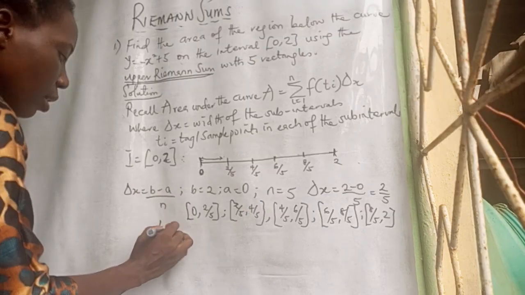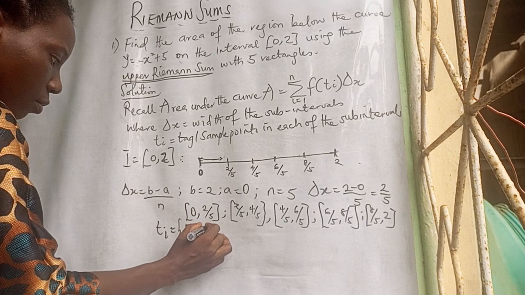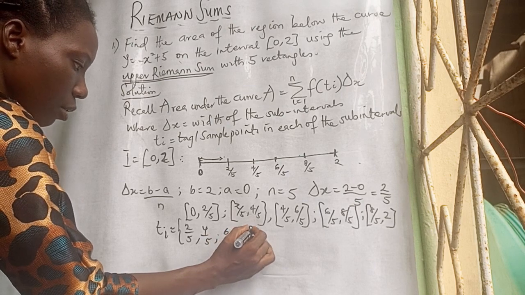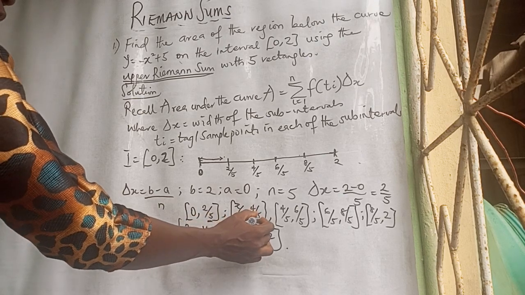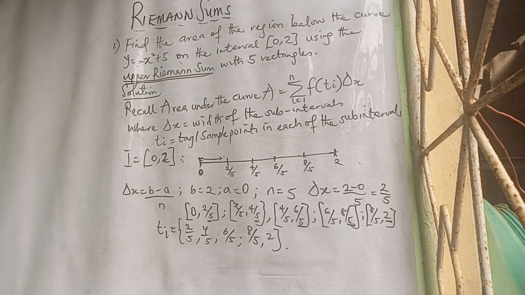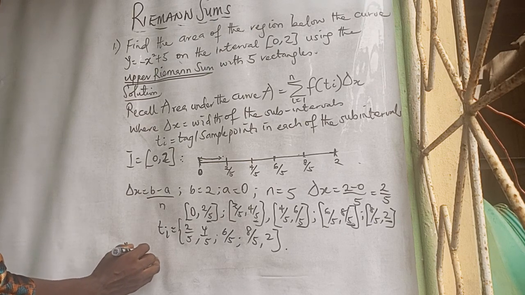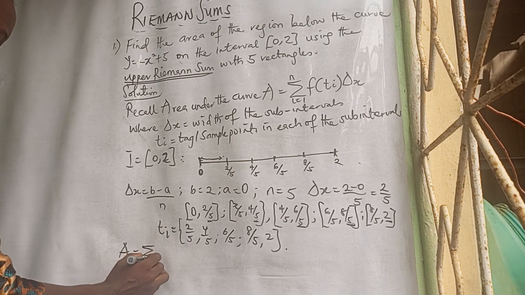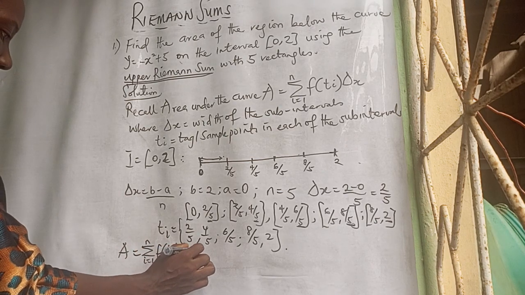That means our tags are what? 2/5, 4/5, 6/5, 8/5, and 2. The right endpoints of the subintervals. Therefore, the area under the curve, area A, will now be what? Summation of i equals 1 to n of f of t sub i delta x.